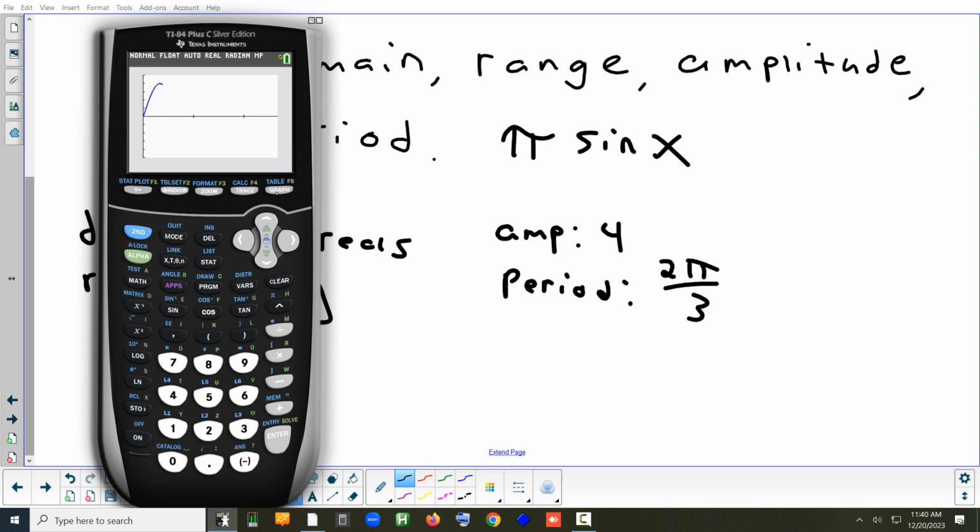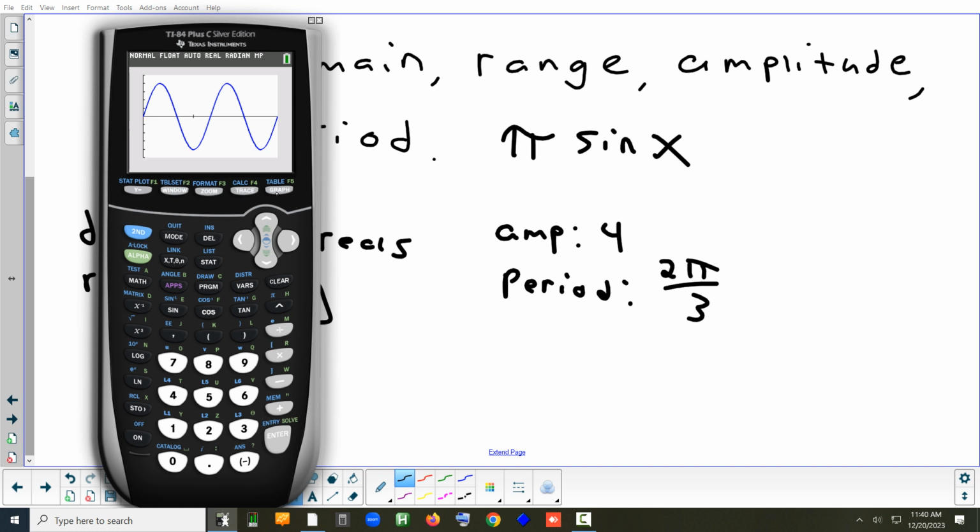Okay, so if we did it right, there's your first quarter, 3 quarters, that's 1 cycle, 1.5 cycles, and 2 cycles. So I may ask you for a window that shows 2 cycles or 3 cycles. And so you just have to take your period and set your window to be as wide as that. If you wanted to see 5 periods, you would have to do a window width of 10 pi over 3. However you want to do it. I would just do 0 to 10 pi over 3. That's the easiest way.